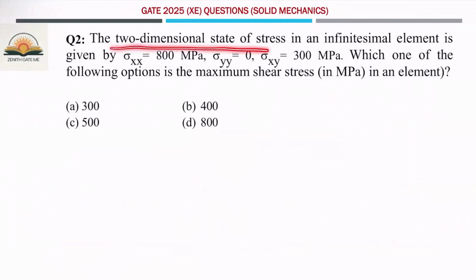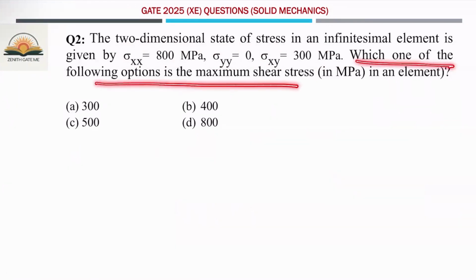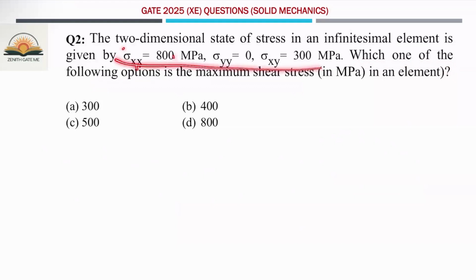The two-dimensional state of stress is given. The sigma x value is 800 megapascal, sigma y is 0, and sigma xy, which is nothing but the shear stress, tau xy, is given as 300 megapascal. Which one of the following options is the maximum shear stress in an element? So you have to calculate the maximum shear stress in that particular element. For that, the two-dimensional state of stress is given, which is nothing but sigma x, sigma y, and tau xy. It is given in the question.